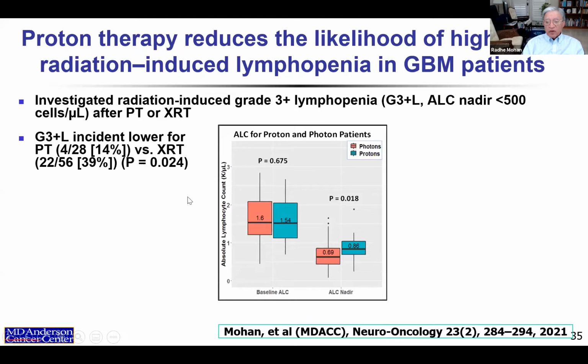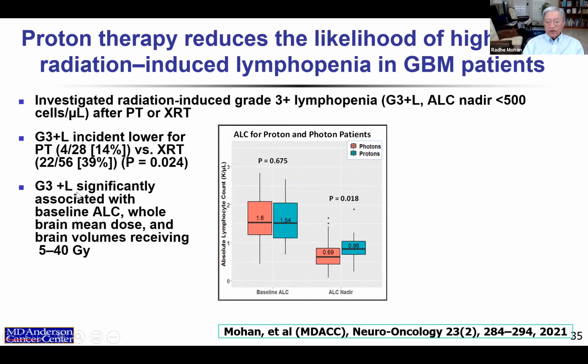And what we found was, although the starting values were about the same for proton and photon patients, in fact, proton was a little bit higher than photons. But after radiotherapy, the lymphocyte count was lower for photons than for protons. So that means a more severe lymphopenia probability among photon patients than proton patients.